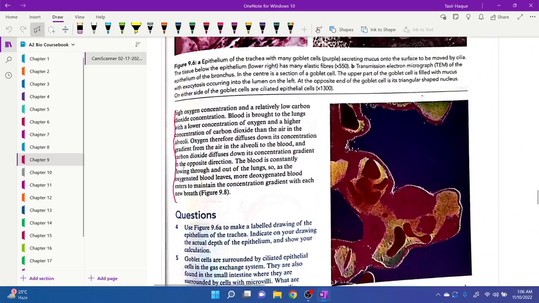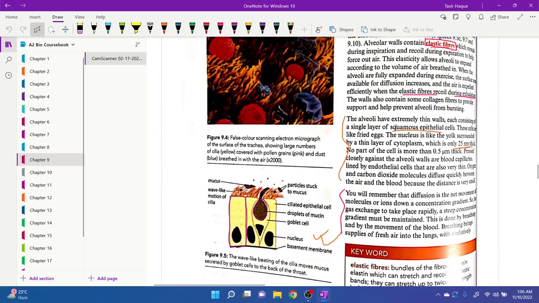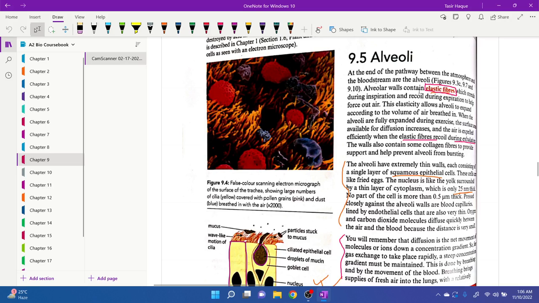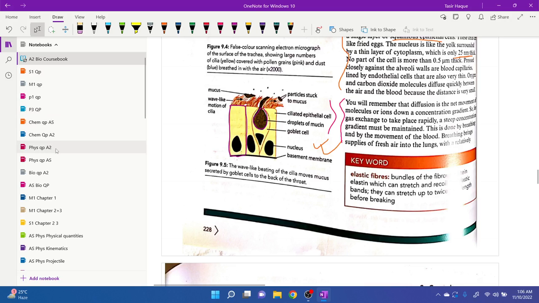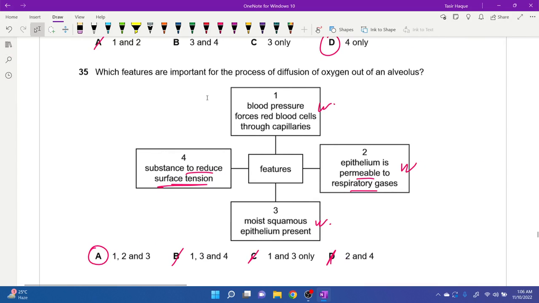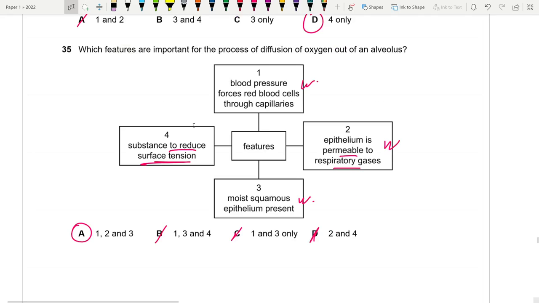I don't think this was something you knew beforehand. Basically, you can read this section over here. Like, how is the diffusion gradient maintained? Mainly by blood continuously coming in and air being ventilated continuously. That's the logic, honestly. It might be too complicated for you guys. But remember that it can't be 4.